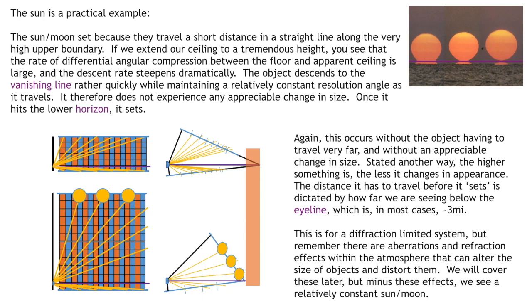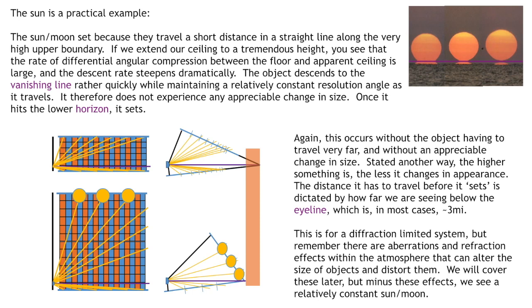So as you probably have guessed, the sun is a practical example of this. The sun and moon set because they travel a short distance in a straight line along the very high upper boundary. If we extend our ceiling to a tremendous height, you see that the rate of differential angular compression between the floor and the apparent ceiling is large, and the descent rate steepens dramatically. So the object descends to the vanishing line rather quickly while maintaining a relatively constant resolution angle as it travels. It therefore does not experience an appreciable change in size. Once it hits the lower horizon, it sets.